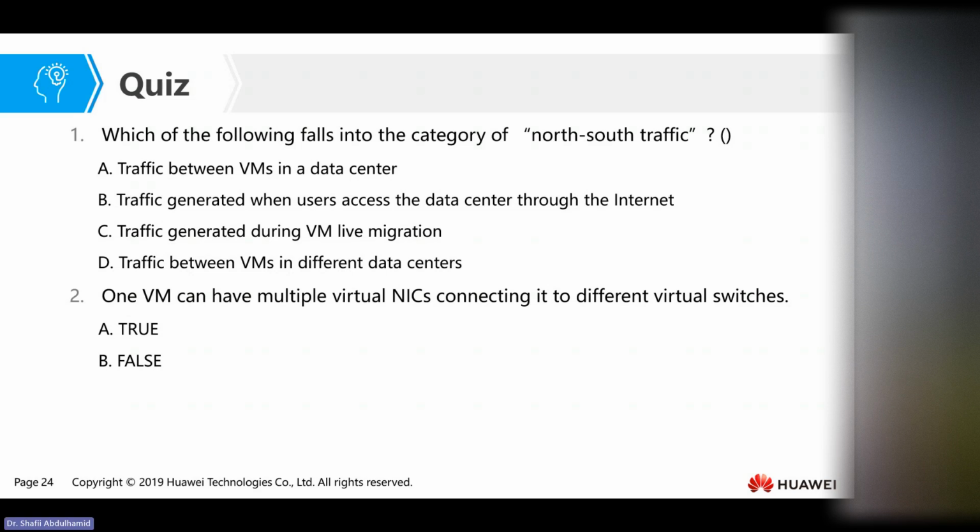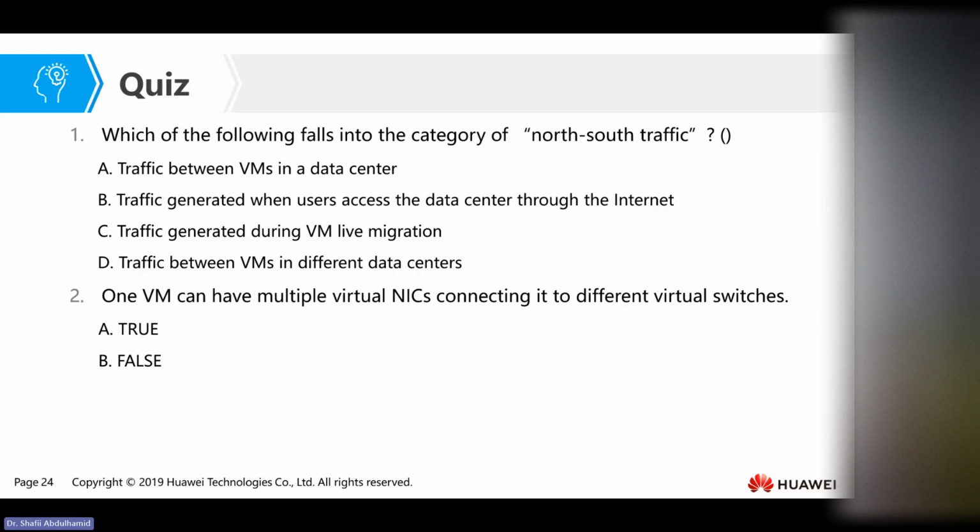I would like to have your attention, Doctor, so that we can try this quiz question together. Which of the following falls into the category of north-south traffic? A. Traffic between virtual machines in a data center. B. Traffic generated when users access the data center through the internet. Is this correct? Yes, and D also.